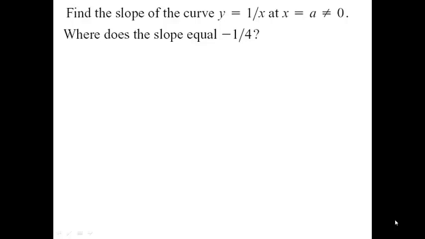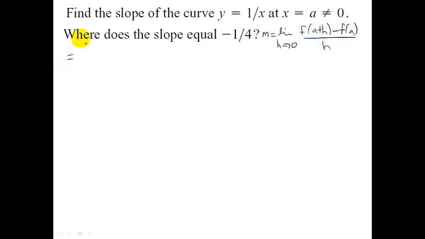Find the slope of the curve y equals 1 over x at x equals a, where a is not 0. And then we'll answer the other part in a minute. So the slope of the curve is going to be the limit as h approaches 0 of the function at a plus h minus the function at a, all over h.